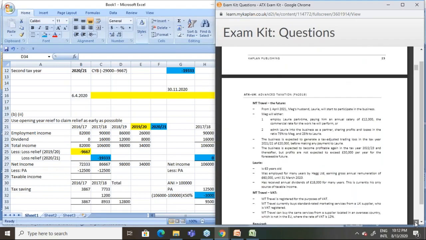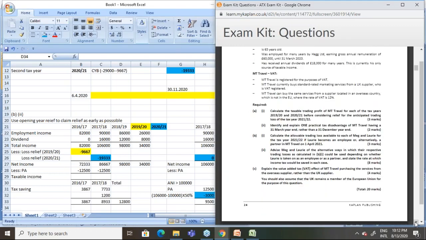Anyway, let's see what kind of a question this is. Yeah, so you can see this is also a past paper question. We try to answer as much as we can from this question.